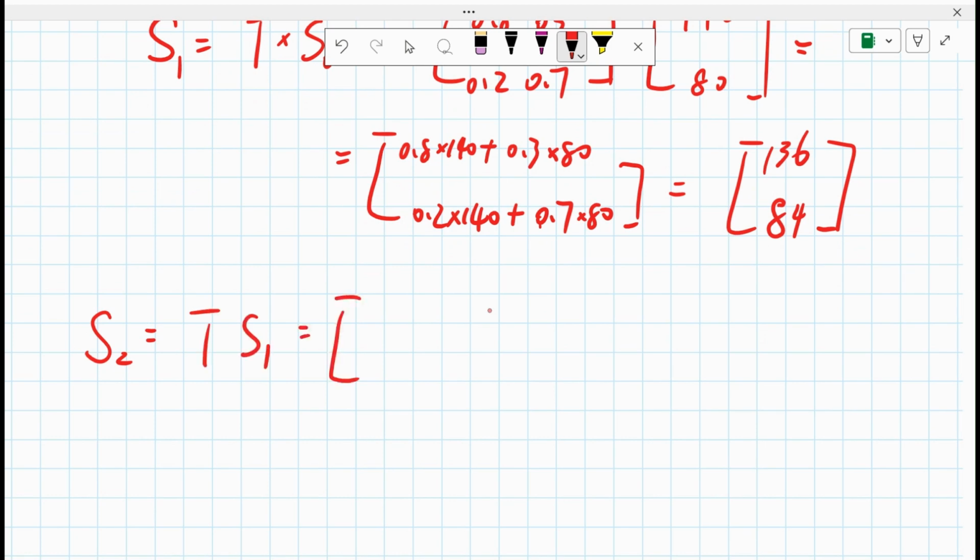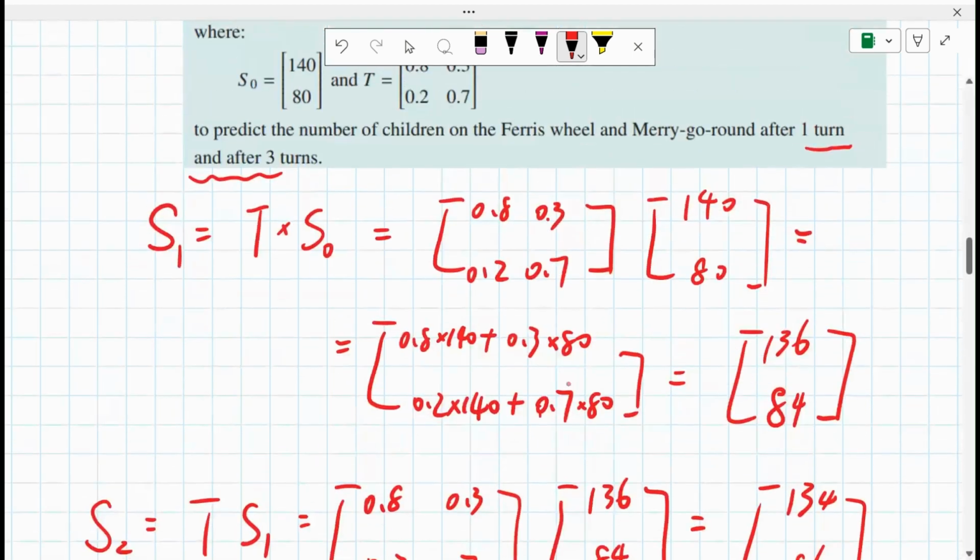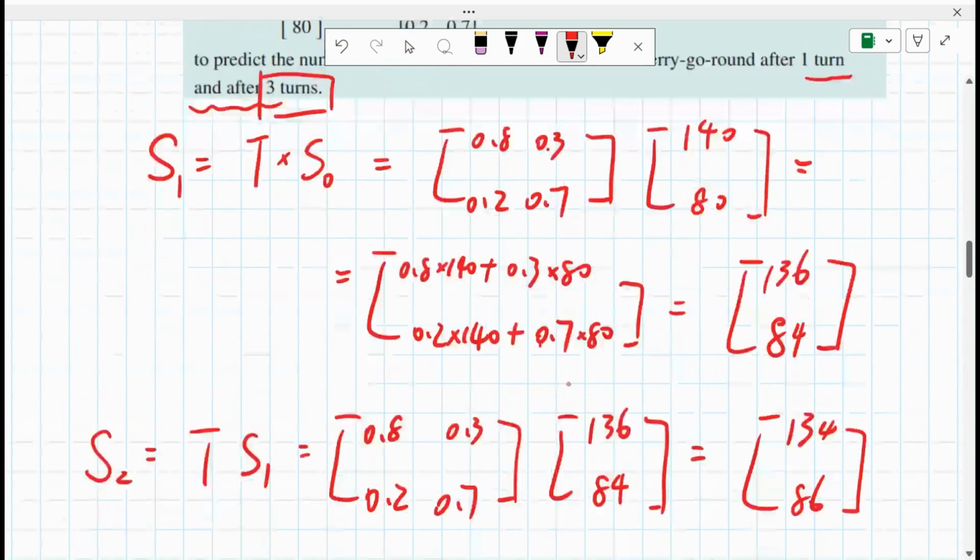Now I'm going to use a CAS calculator because it's too hard to do by hand. Well, you could try. If you can beat me, then you get a reward during the class. Use the CAS calculator for the matrix calculations, which is in chapter 4B. Please go through the CAS calculator section. It turns out that equals 134 and 86. That's week 2. Because we're trying to find 3 turns, we need to find S3.